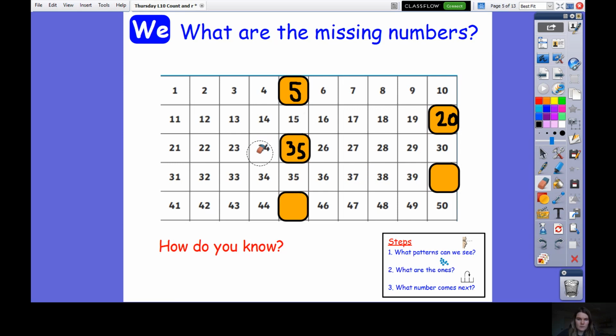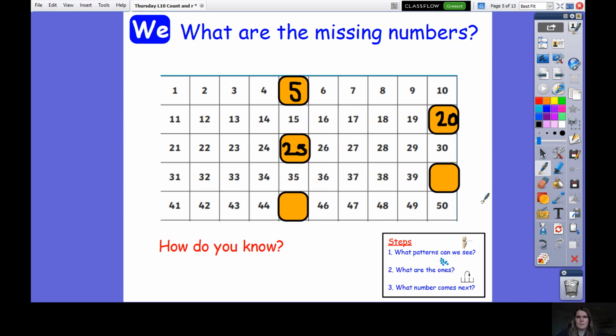Because next to it is 24 and after it is 26. Oh, it doesn't go 24, 35, 26. That wouldn't make sense, would it? What would make sense? 24, 25. Very good. 24, 25, 26. Okay. What are our last 2 missing numbers?